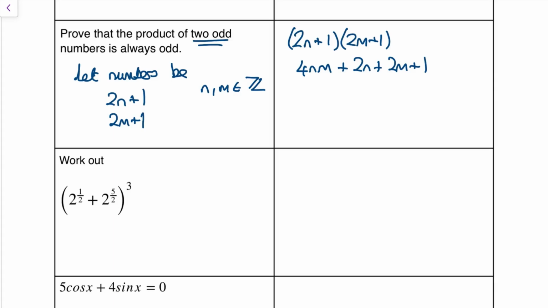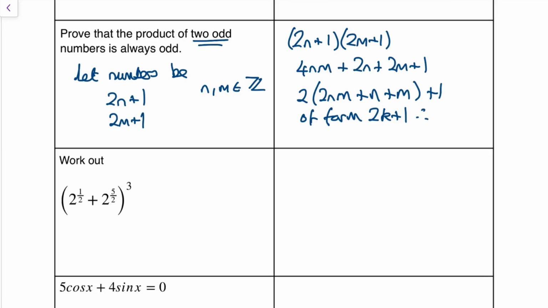Then I need to demonstrate that this is an odd number. So I'm going to say that's the same as 2nm plus n plus m, plus 1, of the form 2k plus 1, therefore odd. I've answered the question. I've shown it's odd. I've done my algebra bit, I've done my setup. That's okay.